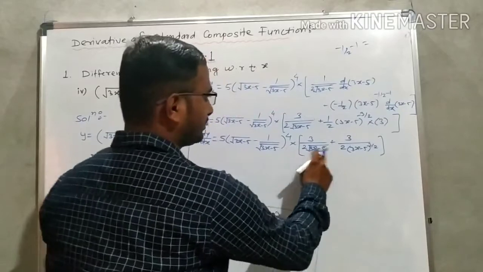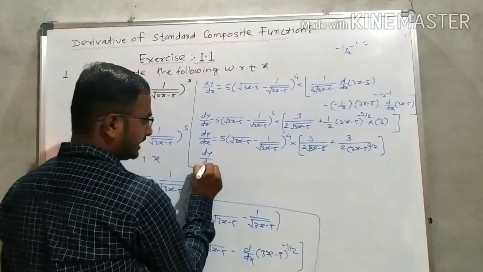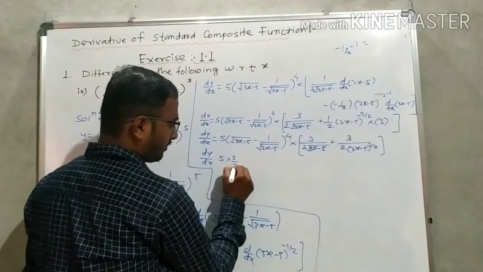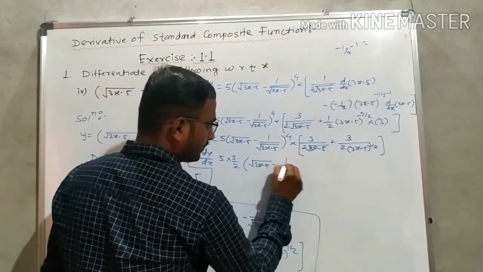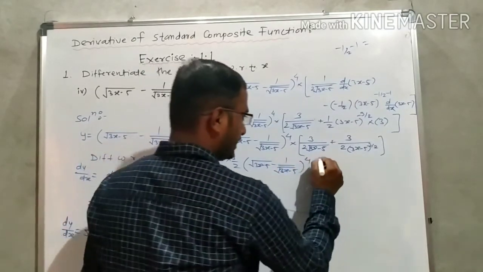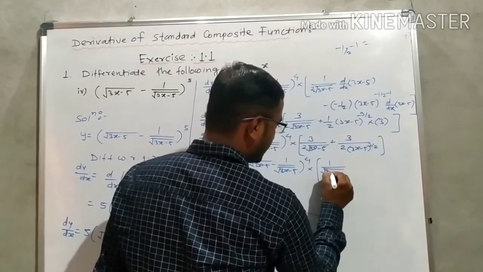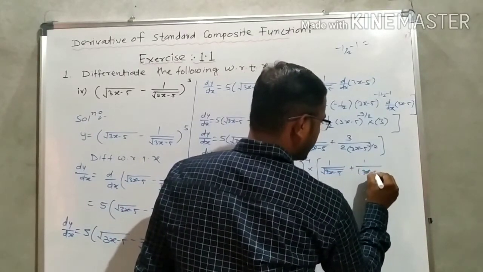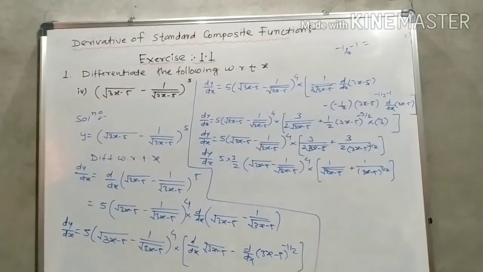Okay, so take 3 by 2 as the common term. After taking the common term, dy by dx is 5 into 3 by 2 common, so that is the square root of 3x minus 5 minus 1 upon square root of 3x minus 5, the bracket to the power 4, into the bracket of 1 upon square root of 3x minus 5 plus 1 upon 3x minus 5 to the power 3 by 2. Okay, so then solve.